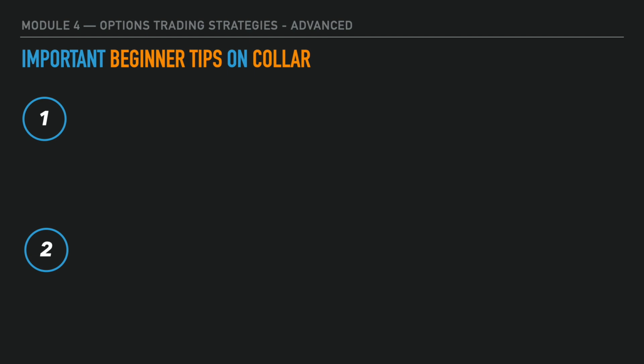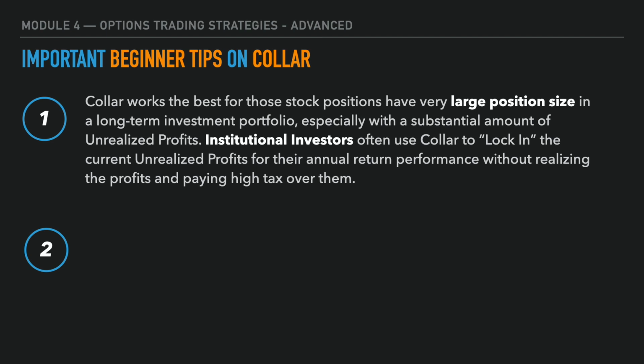For retail investors, we may not have this problem, but for large hedge funds and institutional investors, each year's annual return on paper is extremely important for their business. And the collar strategy is a very important tool for them to lock in their unrealized annual return, especially at the year end. A collar works the best for those stock positions that have very large position size in a long-term investment portfolio, especially those positions that have already accumulated a very substantial amount of unrealized profits.